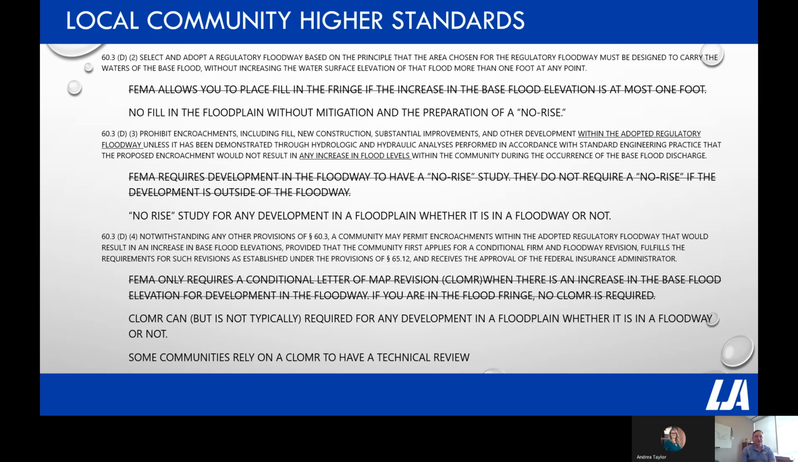And then CLOMRs. Oftentimes communities don't understand when they should require a conditional letter of map revision. And some communities just use this as a convenience. They may not have the staff with the technical capabilities of reviewing a flood insurance study model or a CLOMR. So they will have a developer or their engineer submit a conditional letter of map revision. That way it gets sent to FEMA, and FEMA will do a technical review on their behalf.